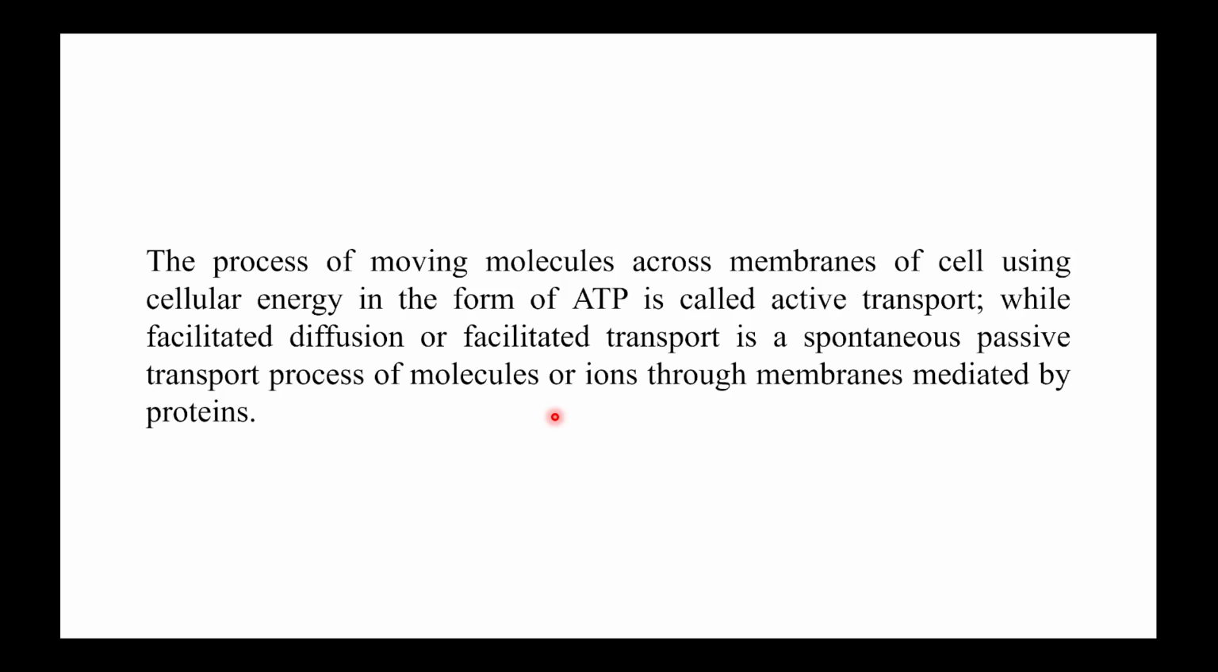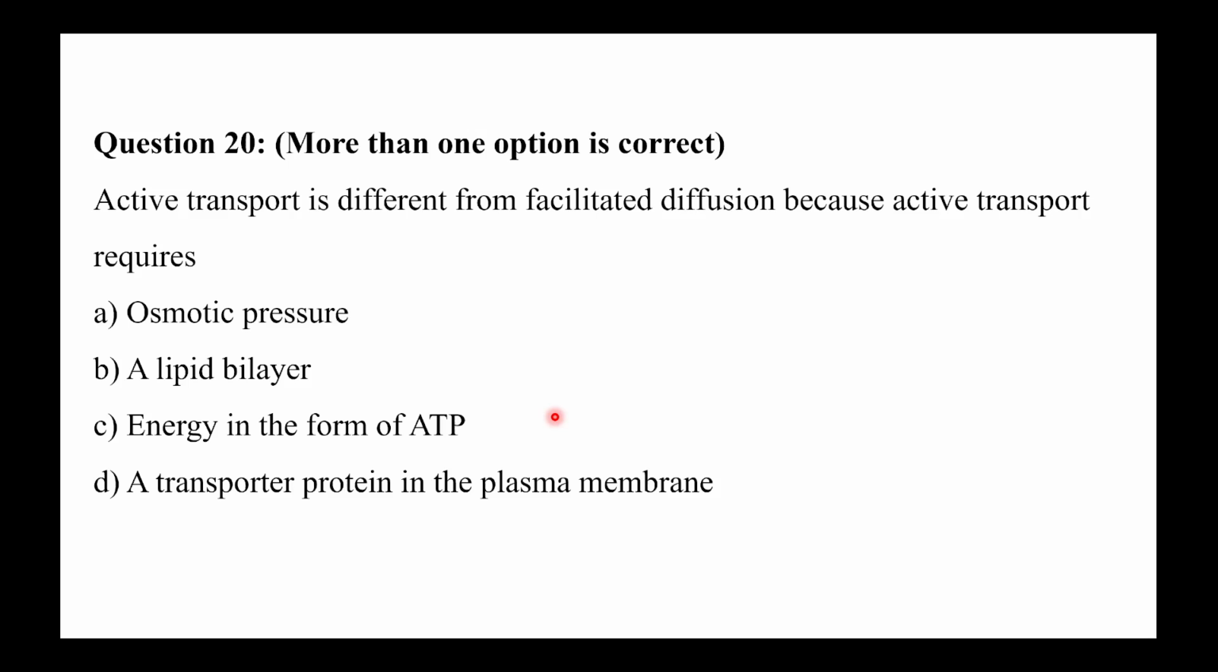The process of moving molecules across membrane of cells using cellular energy in the form of ATP is called active transport, while facilitated diffusion or facilitated transport is a spontaneous passive transport process of molecules or ions through the membrane mediated by proteins. Okay. Any doubt in this? So option C and D are the correct answers. Anybody has any doubt?